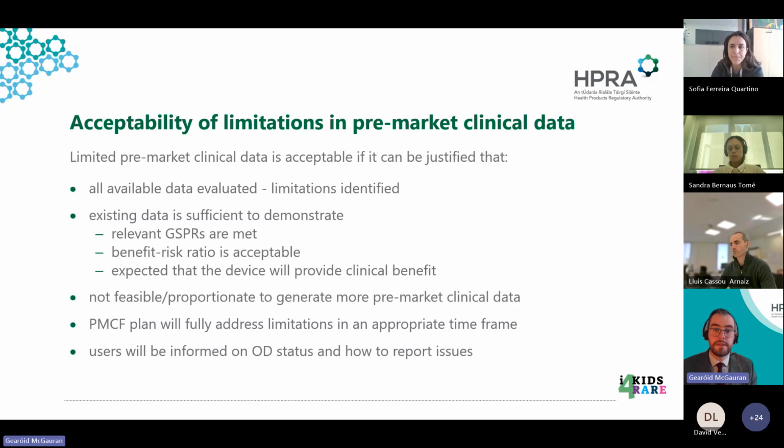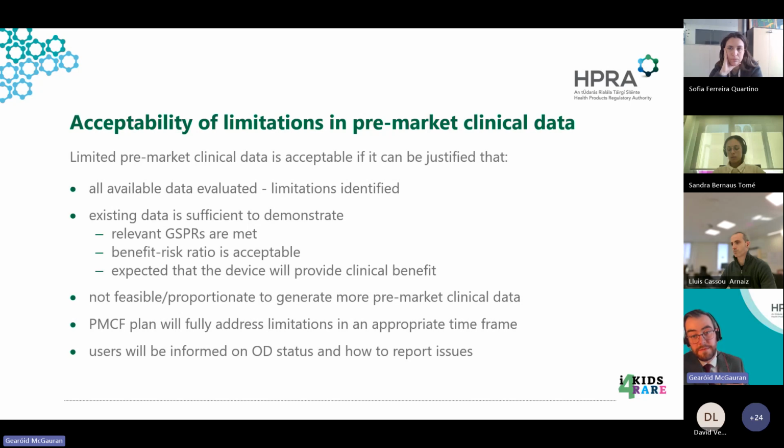So to touch on the clinical considerations, one consideration is regarding the acceptability of limitations in pre-market clinical data. By the very nature of orphan devices, there is a very small target population for which you can conduct clinical investigations or carry out pre-market clinical data collection. This makes it very challenging to generate sufficient evidence for conformity assessment purposes. Therefore, limitations in pre-market clinical data might be acceptable if it can be justified that all available non-clinical and clinical data have been evaluated, and any limitations in that data have been identified by the manufacturer.